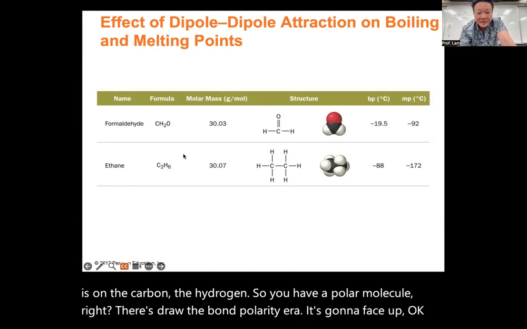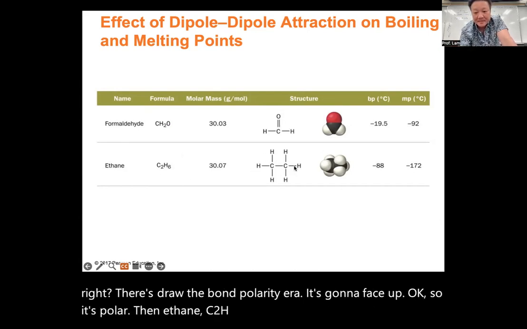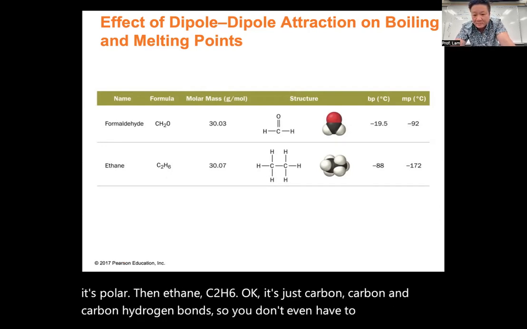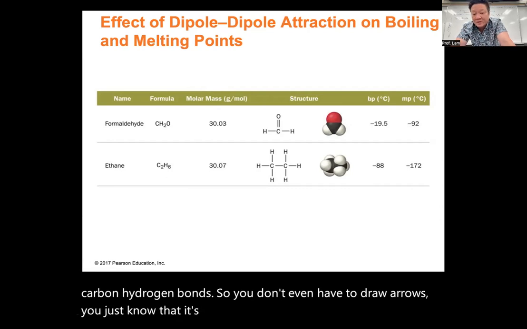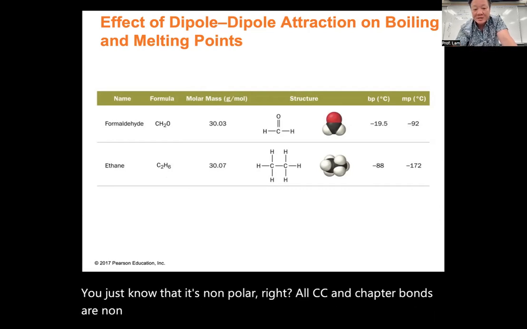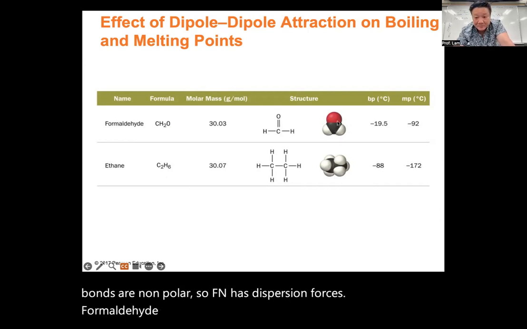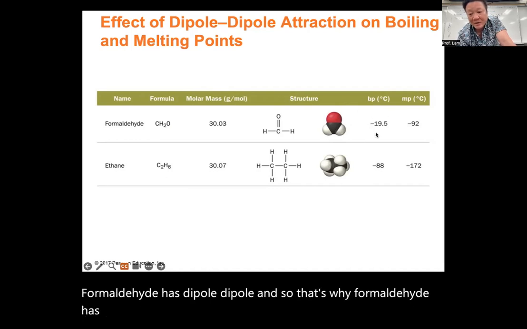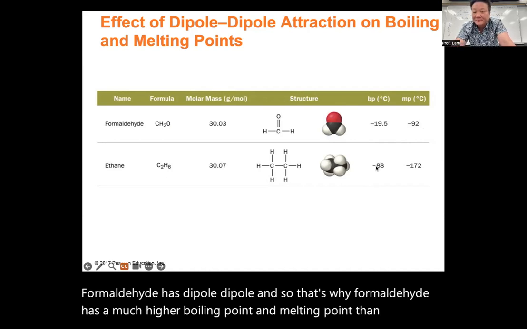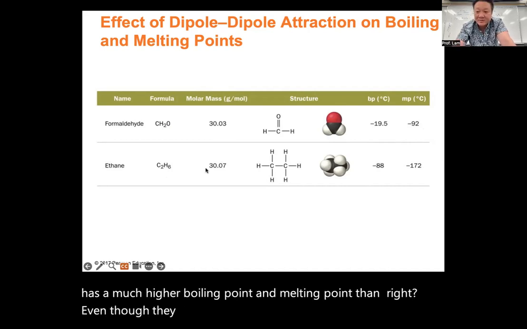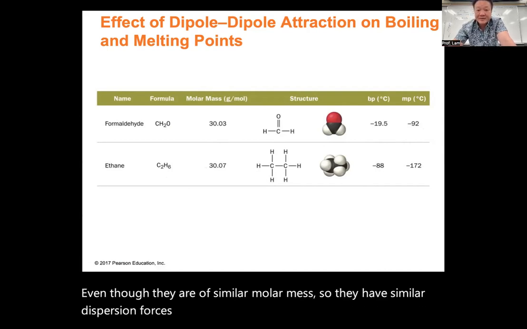So it's polar. Then ethane, C2H6, okay? It's just carbon-carbon and carbon-hydrogen bonds. So you don't even have to draw arrows. You just know that it's nonpolar, right? All CC and CH bonds are nonpolar. So ethane has dispersion forces. Formaldehyde has dipole-dipole. And so that's why formaldehyde has a much higher boiling point and melting point than ethane, right? Even though they are of similar molar mass. So, they have similar dispersion forces, right? Okay.